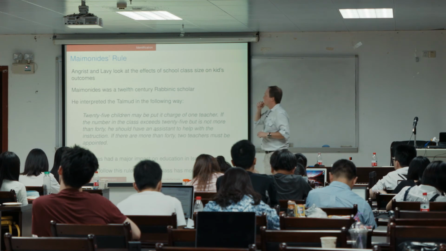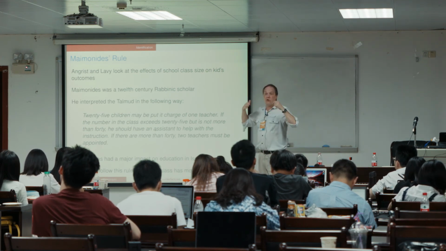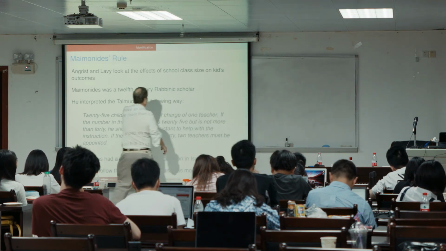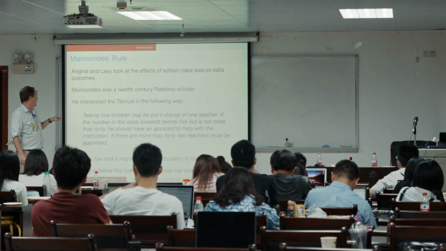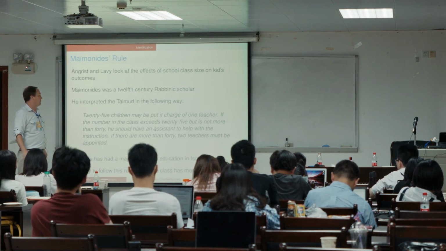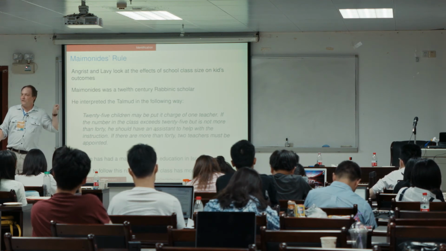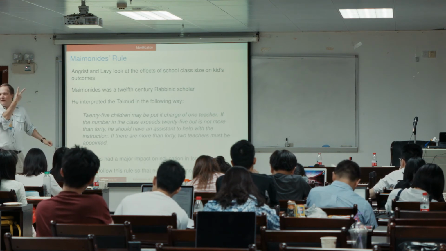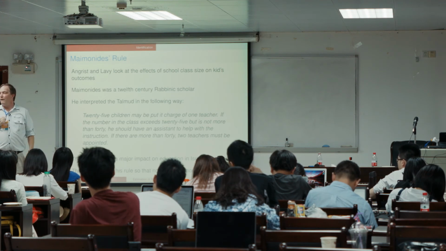So they interpret. Maimonides was a 12th century rabbinic scholar. So he was a Jewish scholar, and he interpreted the Talmud in the following way: 25 children may be put in charge of one teacher. If the number in the class exceeds 25 but is not more than 40, he should have an assistant to help with instruction. If there are more than 40, 2 teachers must be appointed. Okay, so what's he saying? He's saying if you have 41 students in a class, you have 2 teachers. But if you have 39 students in a class, 1 teacher is enough.